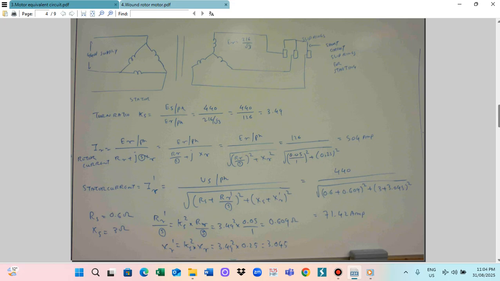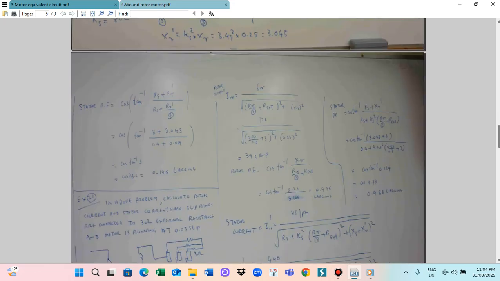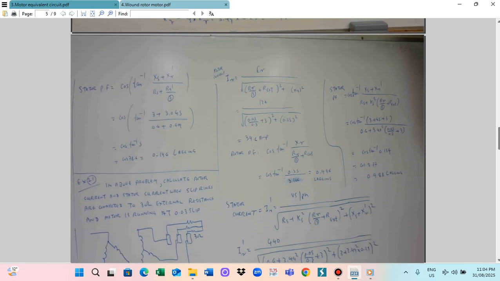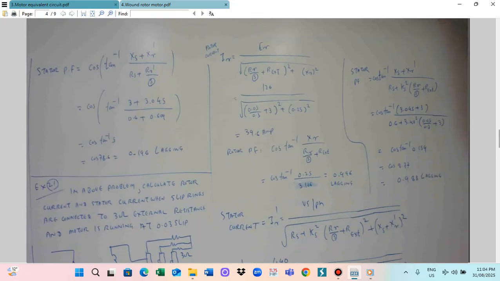So we substitute here. So this becomes cos tangent inverse of X_S and X_R'. So X_S is the delta reactance 3, X_R' is 3.045, R_S is 0.6 plus 0.609. So then you solve this one, it is cos tangent inverse 5. So tangent inverse 5 is 78.6. So cos 78.6 will be 0.196 lagging.